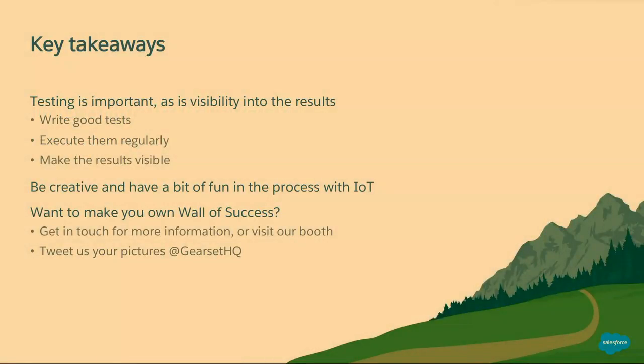So what are a few takeaways from the talk today? Well, firstly, as I'm sure you're all aware, testing's important. You have to write tests, and it's important that you run them regularly, but so is visibility into the results. So you need to make sure that you can write good tests, you can execute them regularly using automation, but then the key is that you actually have people being able to see those results and then action them. And that's where you can have a bit of fun and be a bit creative.